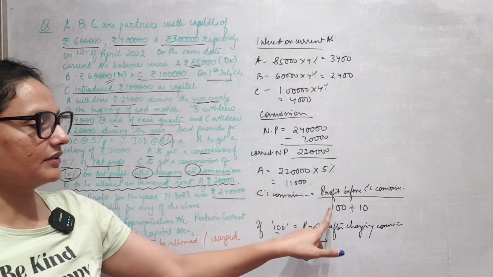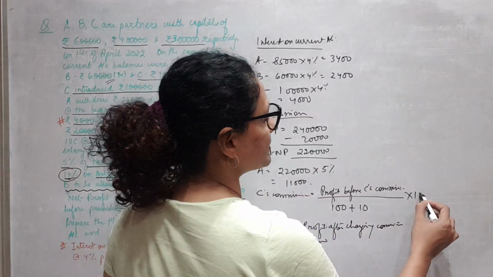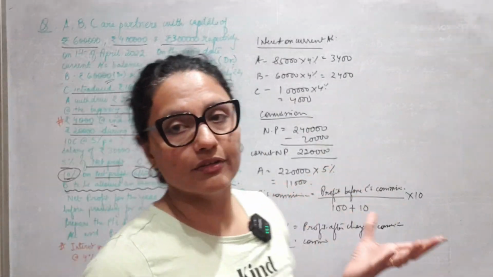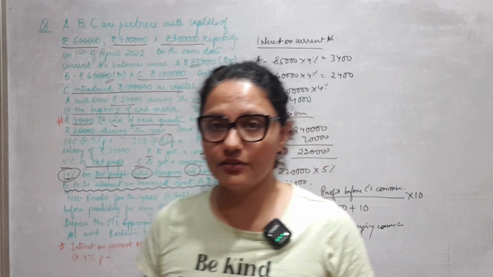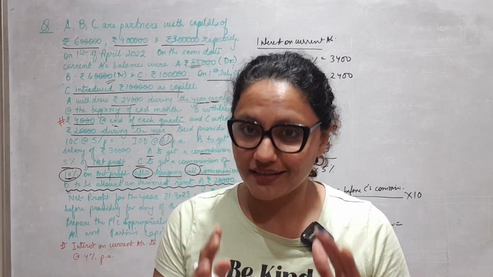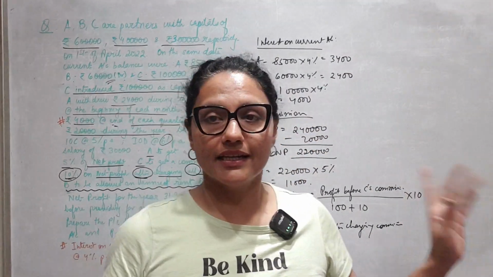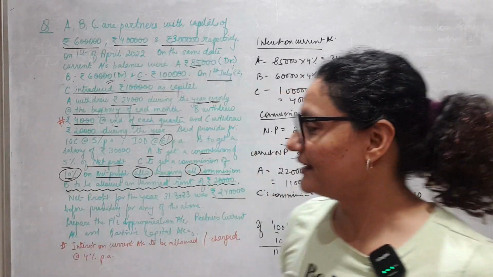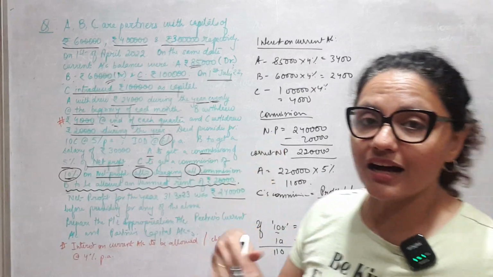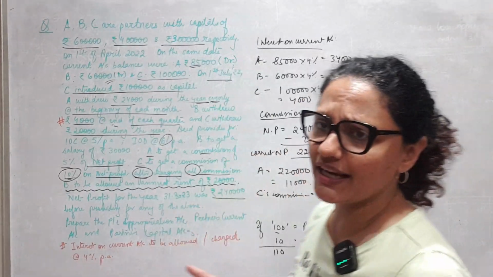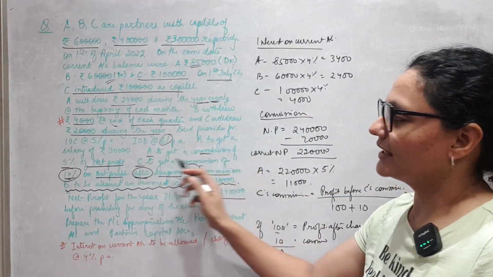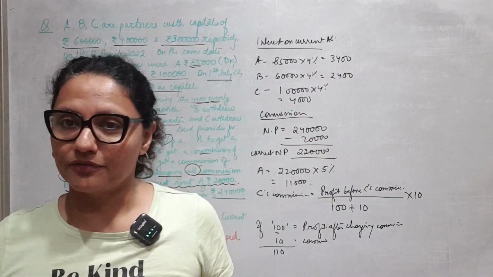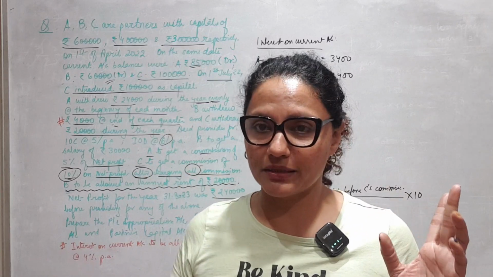If this is 110, how much is commission? Let's multiply that by the rate of commission. So the formula here is profit before charging commission divided by 100 plus rate of commission into the rate of commission. When will you use this formula? When you have to calculate commission on profit after charging commission. Did we do this for A? No. Because it was simply A is to get commission of 5% of net profit. That's it. Meaning straight away net profit. Got the difference between the two commissions?